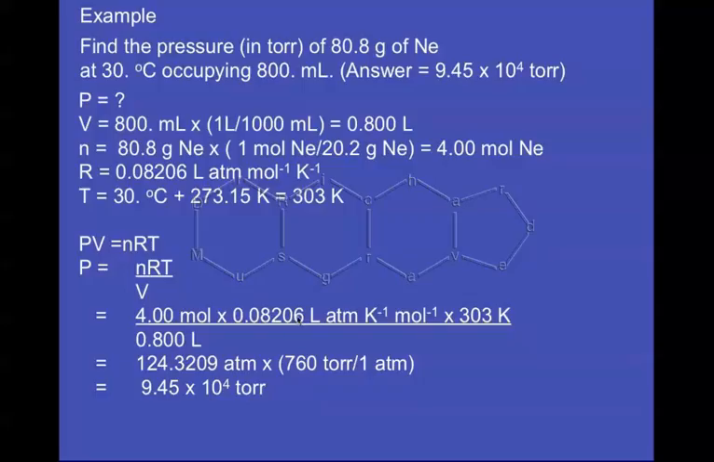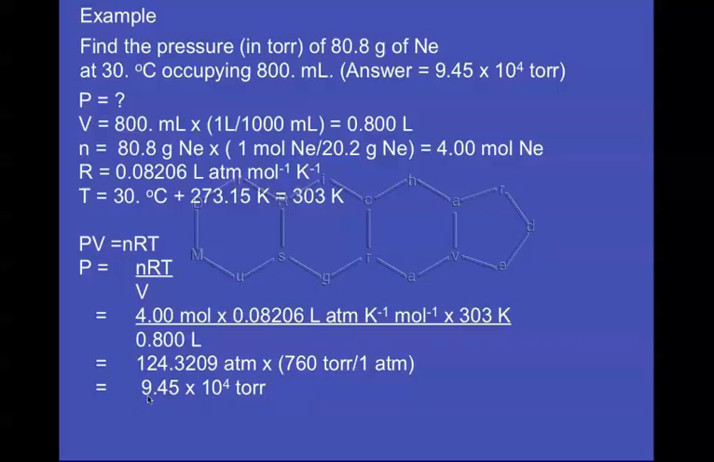Now I'm going to plug in the values as I've got them up here. I've got the 4.00 moles, the value of R along with all the units, times 303 K over 0.800 liters. You'll see that the liters will cancel, the moles will cancel, the kelvins will cancel, and we'll be left with atmospheres. That gives us 124.3209 atmospheres, but we need this in torr, and the conversion is 760 torr for 1 atmosphere. So we multiply by 760 torr over 1 atmosphere, and that gives us our pressure, 9.45 times 10 to the 4 torr.